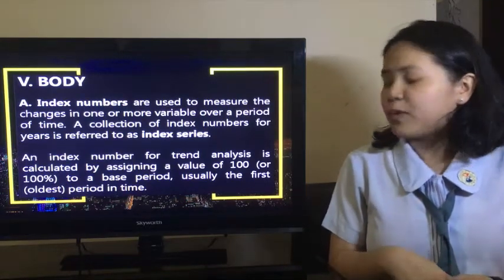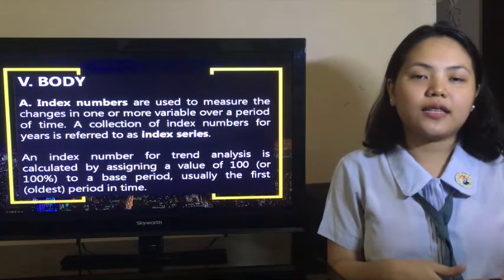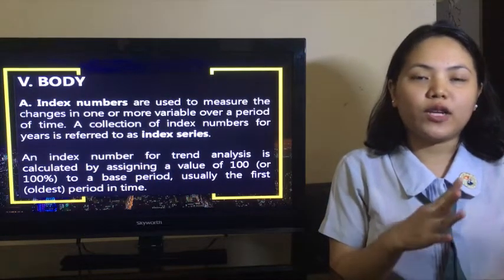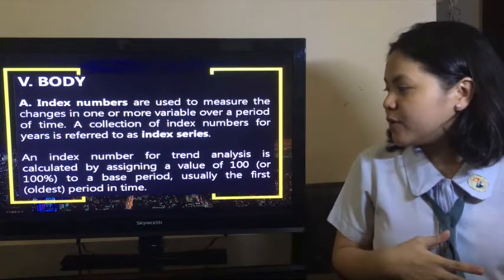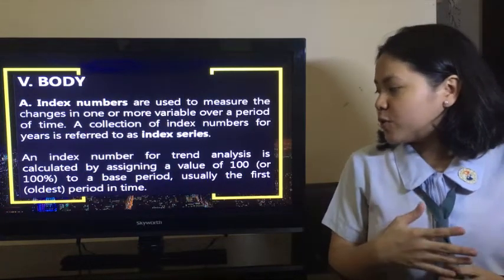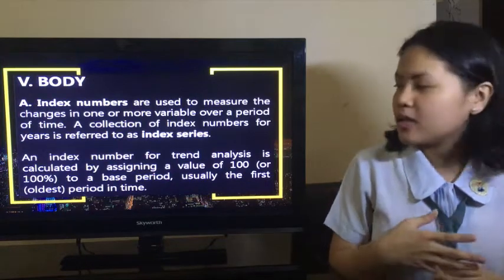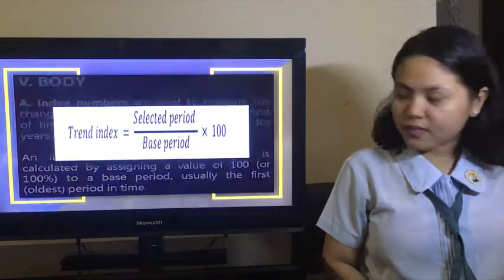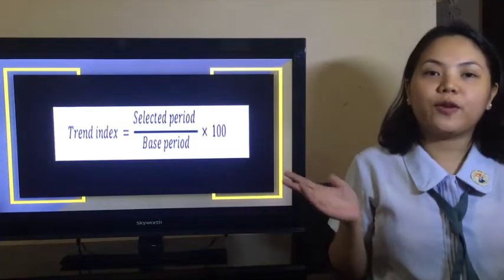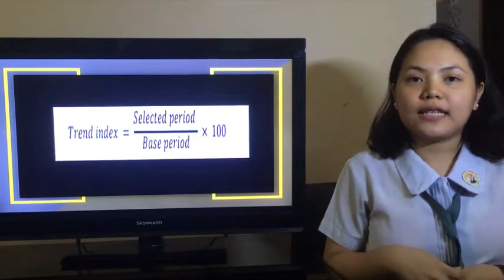And an index number for a trend analysis is calculated by assigning a value of 100 or 100% to a base period. And a base period usually is the first or the oldest in a period of time. So this is the formula in calculating the index number.